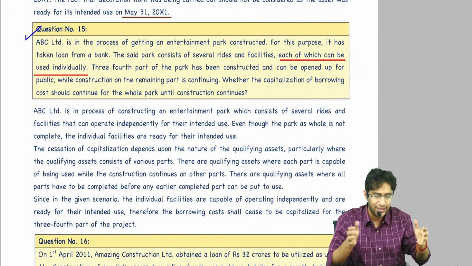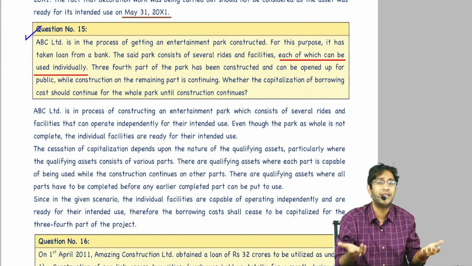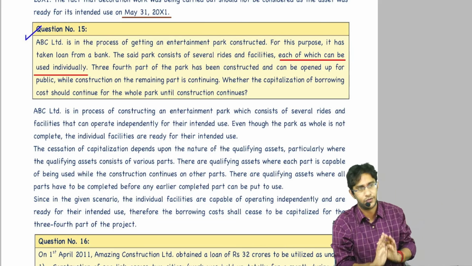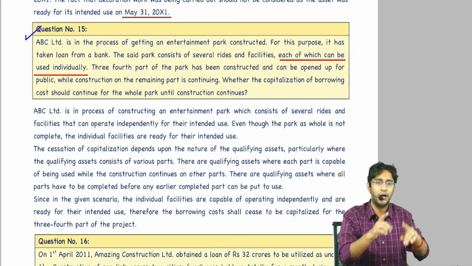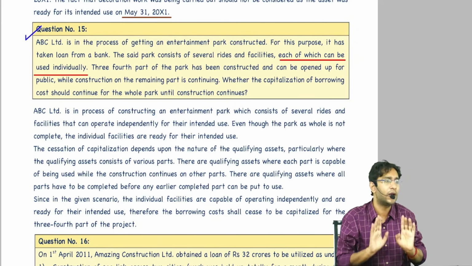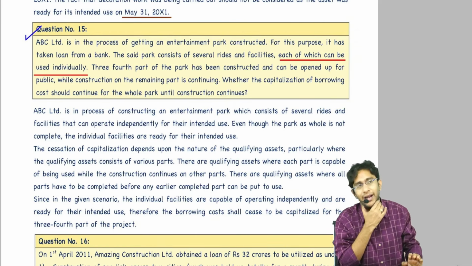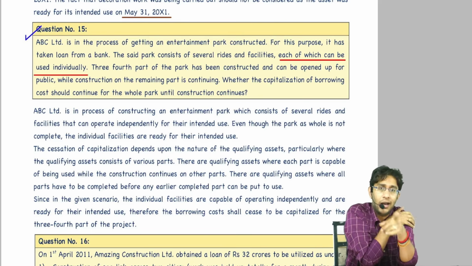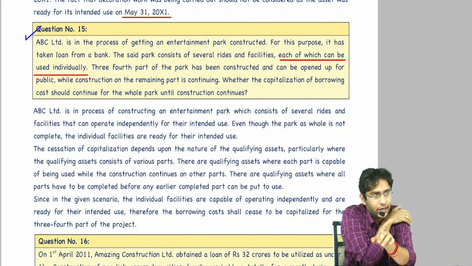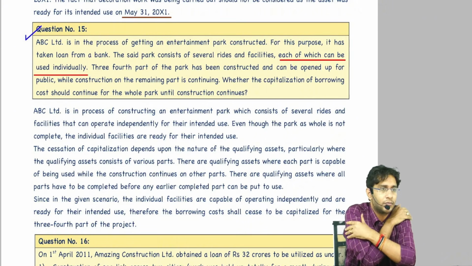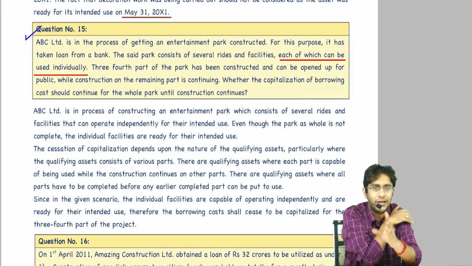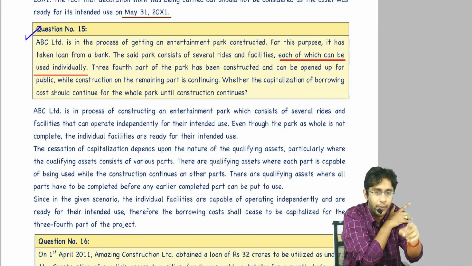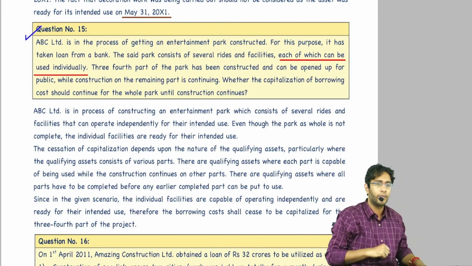So the moment it is three-fourths ready, you can cease capitalization on each asset the moment it is ready for individual usage. You need not wait for the entire 100% park to be completed. But if you tell me that there are 20 rides, 4 rides came, and unless the construction of the other 16 rides is completed, we won't sell a ticket. If individual tickets for the 20 rides are not there, somebody has to buy a blanket ticket outside and come inside. Whatever ride he wants, he can enjoy.